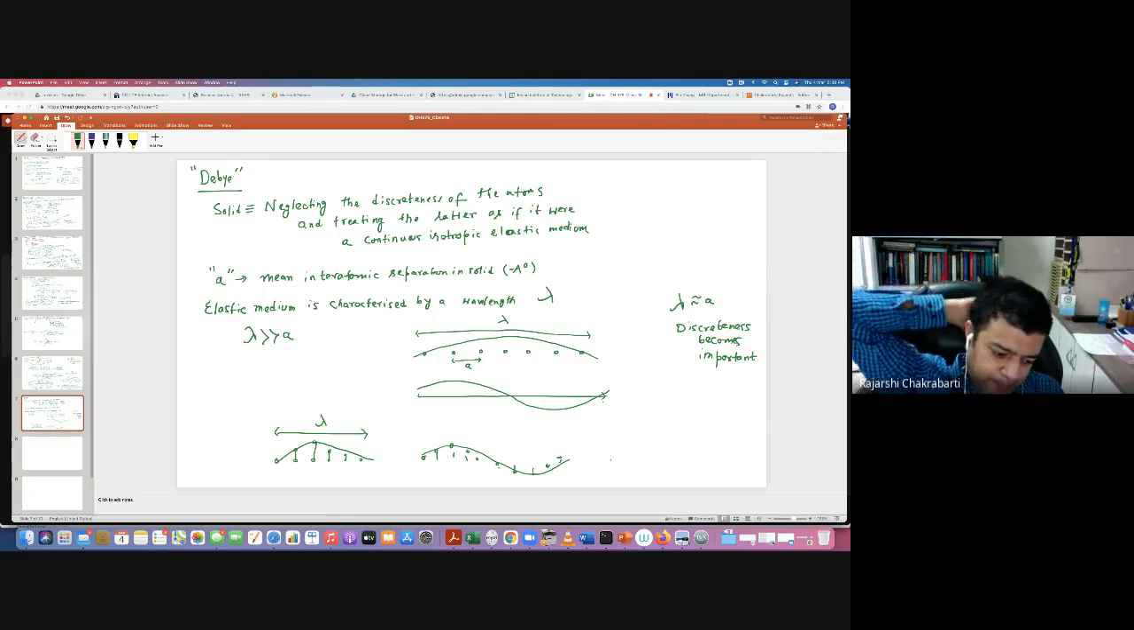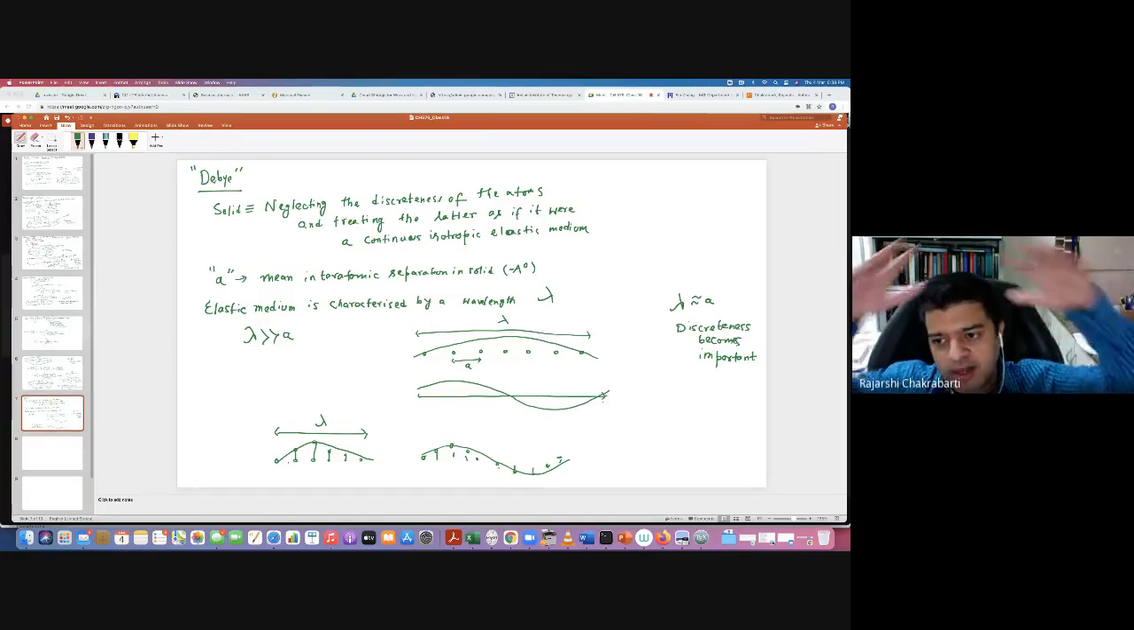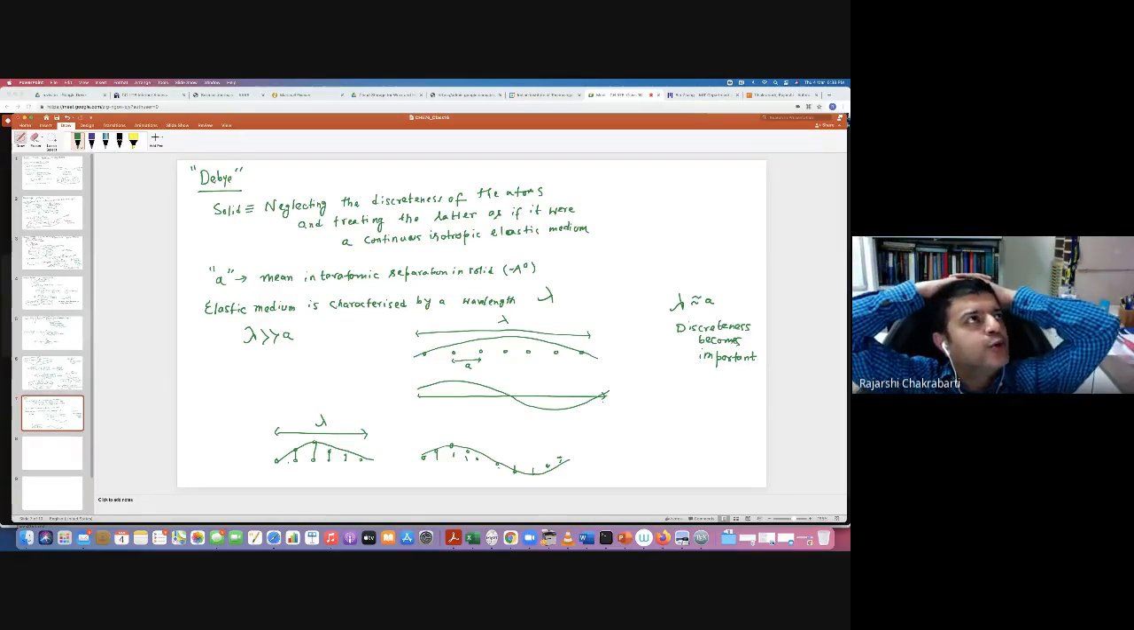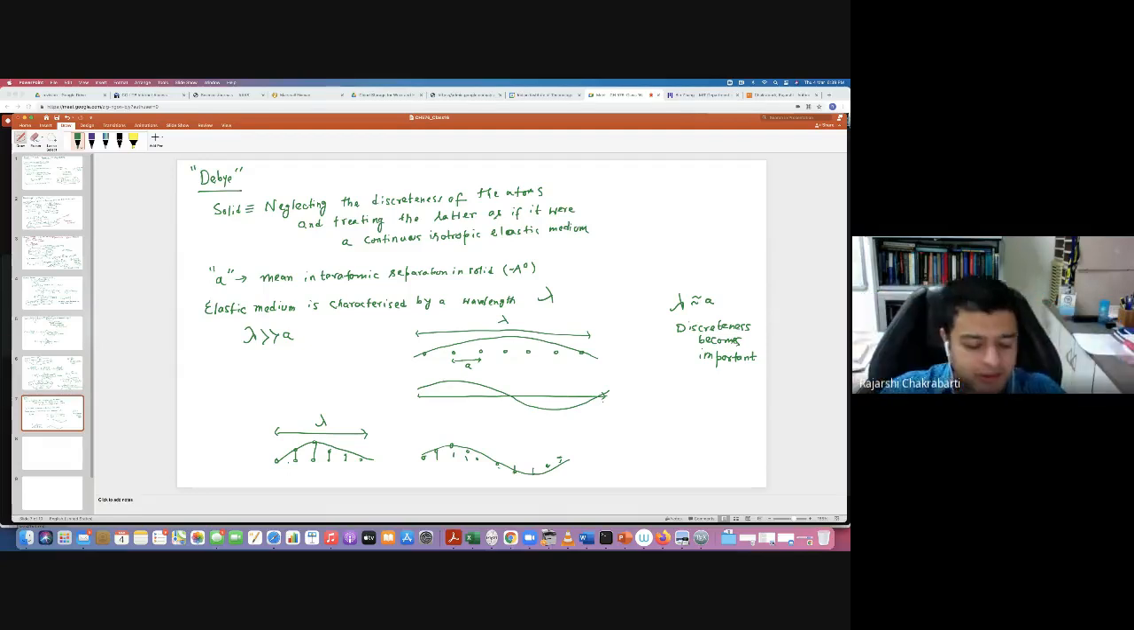What are you doing here? You're describing the solid as an elastic continuum. Is this clear? But what happens when your lambda is very small? Then this is not a good approximation. You understand? If you go to a small lambda and want to approximate the solid as an elastic medium, it is not a good approximation, because a small lambda means your separation is this, like this.